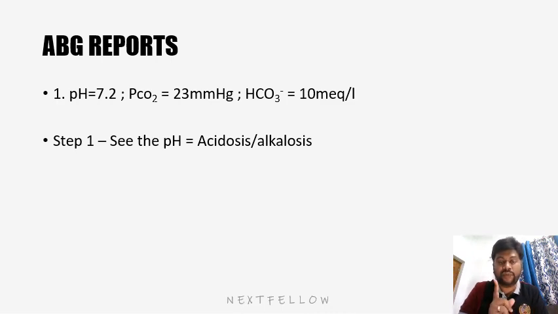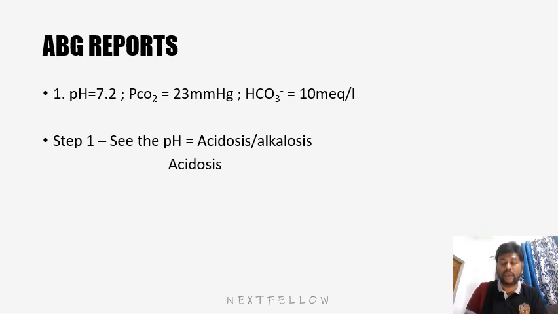If it is exactly 7.4, you should see the PCO2 and bicarbonate values also. If all three are normal, then you can name it as normal. Otherwise, if it is less than 7.4, then it is acidosis. If it is more than 7.4, it is alkalosis. With this you fix the first diagnosis. Now coming to our case, pH is 7.2, it is less than 7.4, so it is a case of acidosis. So in step 1, just see the pH and fix the diagnosis as acidosis or alkalosis.